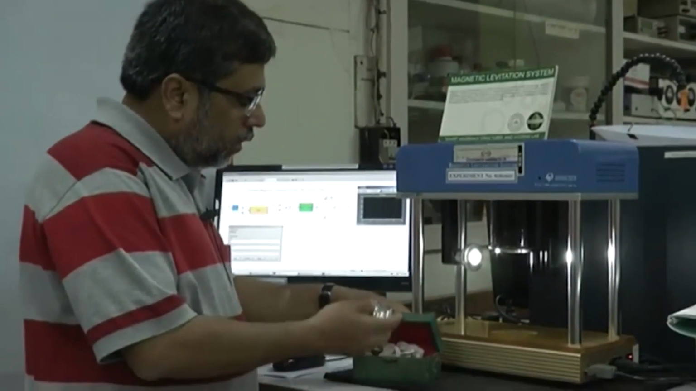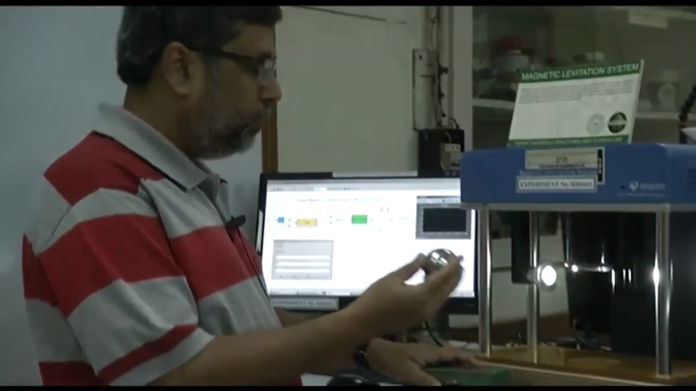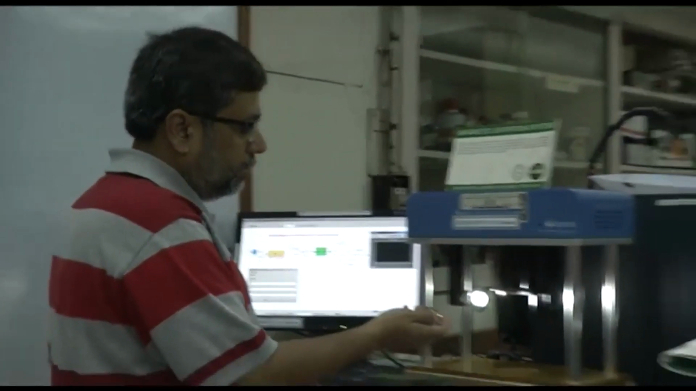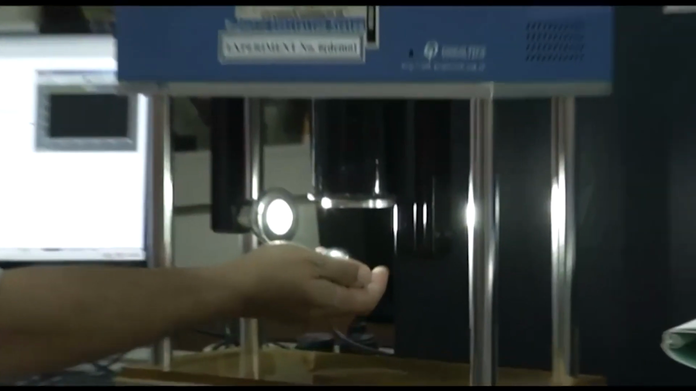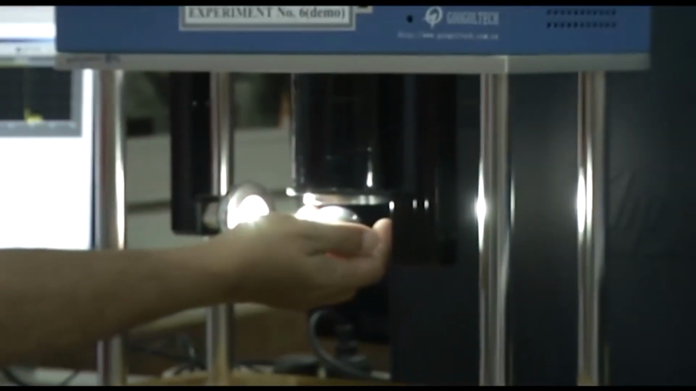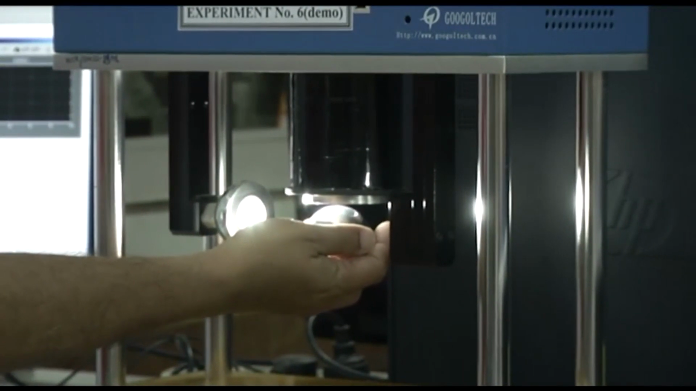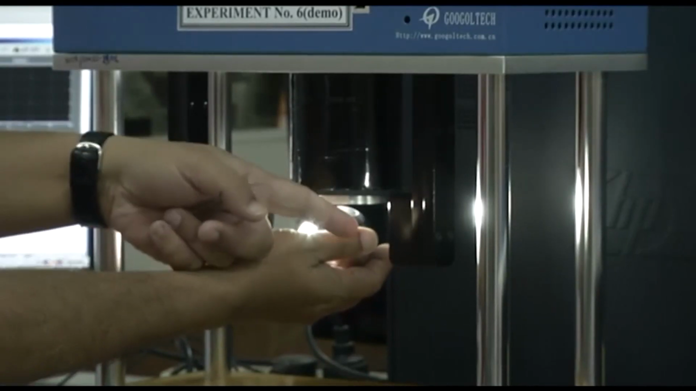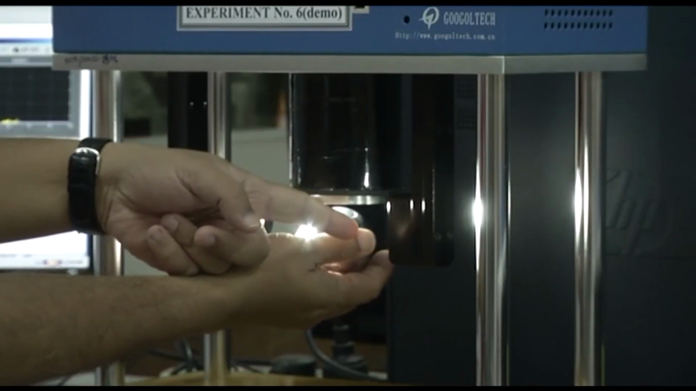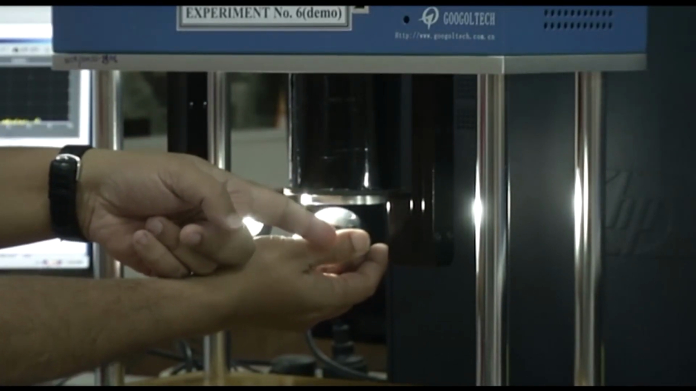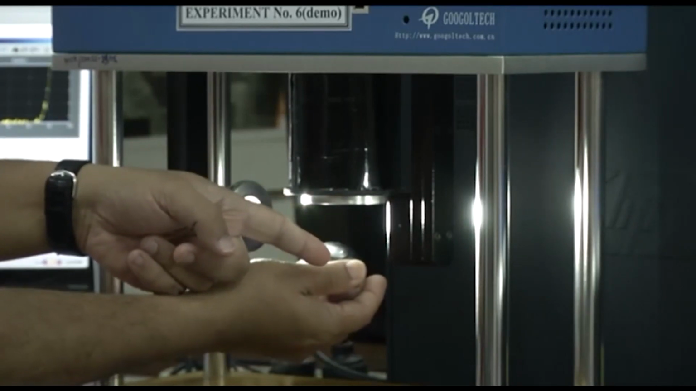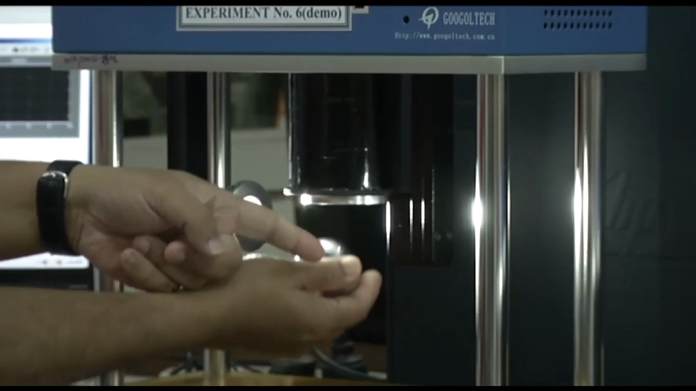Now we have an object here. This is a magnetic object, and I am going to keep it here. As you can see, if I keep it very close, the magnet is going to catch it, and the light is falling on this, so the shadow is coming here. Through the shadow, it knows how much of the object is within its area and how much is not, so that shadow is going to vary.